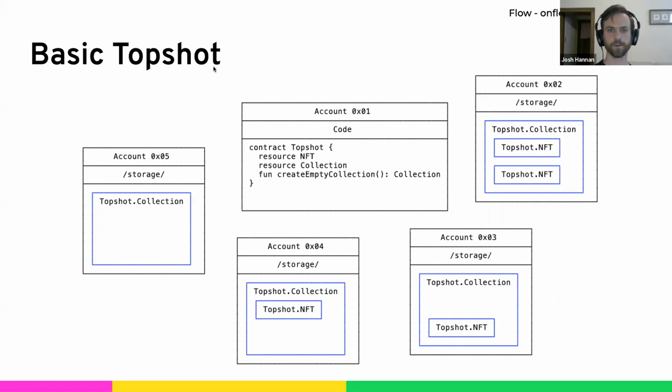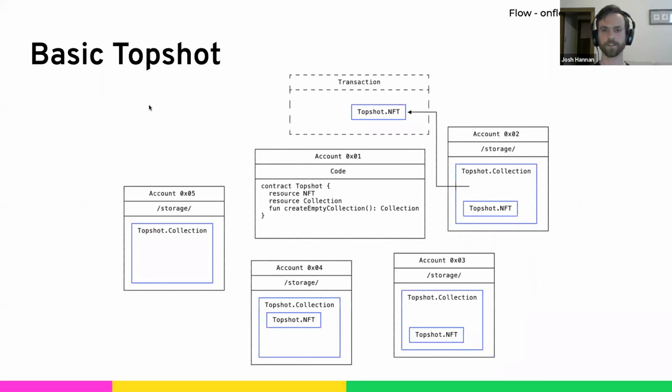and if a user wanted to transfer one of their NFTs to a different user, they would simply create a transaction that withdraws their NFT from their collection, which moves it out of the collection into the context of the transaction. Then that transaction would move that NFT into the storage or into the collection of the user that they wanted to send it to. And so transferring is as simple as that. Obviously, transferring is probably the most basic thing that Topshot users are going to be doing with their NFTs.